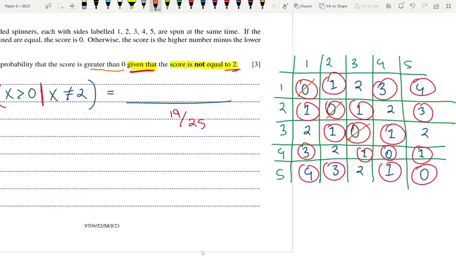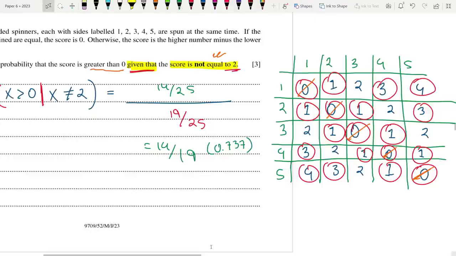And now when we find the score which is greater than 0 but also satisfies the condition of not being equal to 2, I'm getting rid of these. So how many did I get rid of? 5 out of these 19 cases. So how many do I have left? 14 out of the 19 cases. Okay, so my final answer is 14 by 19, or 0.737.